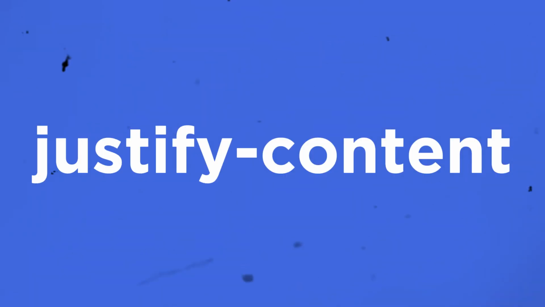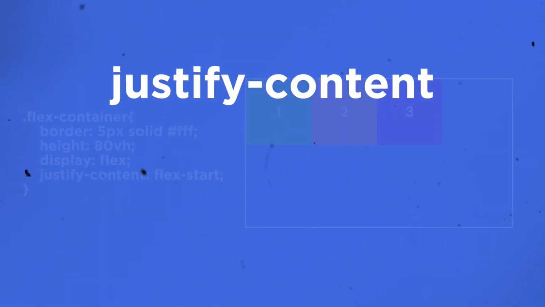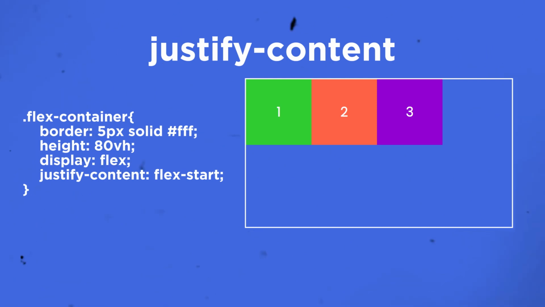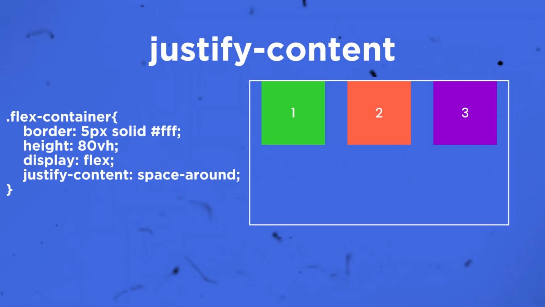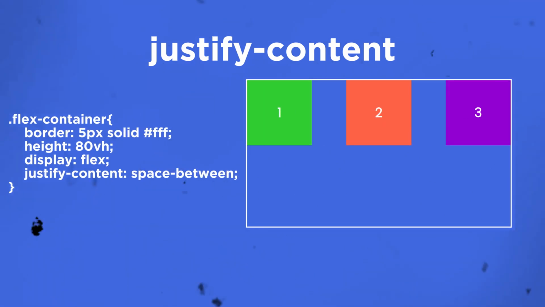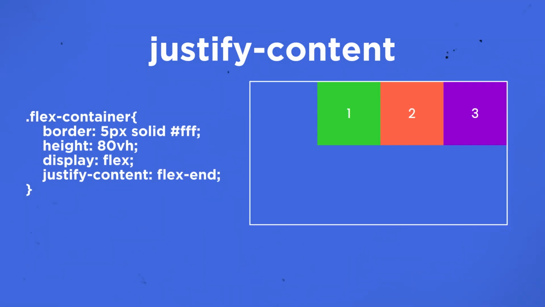With justify content, you control how flex items are distributed along the main axis. By default, it is set to flex start, but has more options like space evenly, space around, space between, center, and flex end.